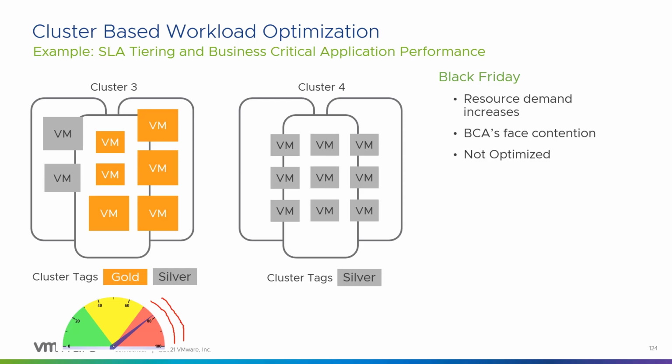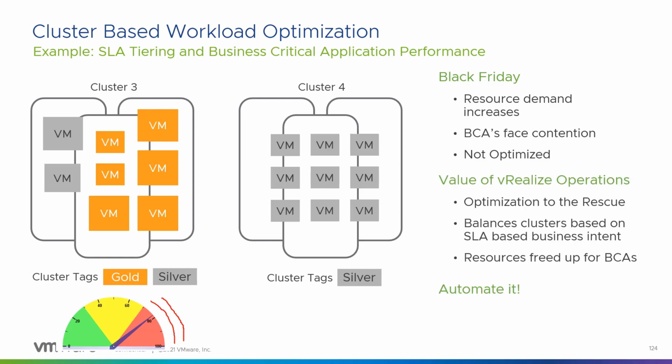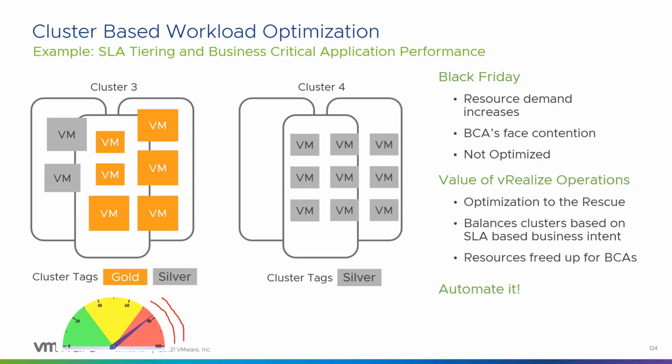And right now, it doesn't look like they do. Again, vRealize Operations is going to kick in, and it's going to say, you know what? We need to move some things off of cluster 3 and move them to the silver cluster 4. And it's going to, of course, choose one of the silvers. It's going to take one of the silver applications, a set of VMs, and whatever it can determine is the best to move, it's going to move that.